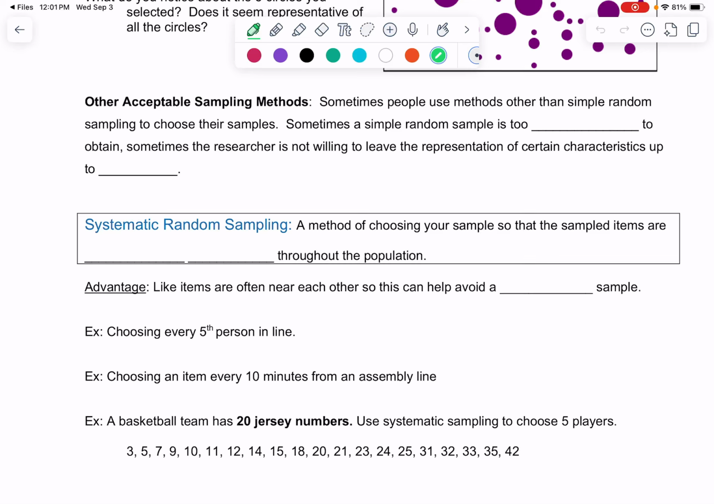Welcome back to the second half of section 1.3. We're going to look at a few other good methods of sampling. They all have some element of random, but they're a little bit different than simple random sampling.